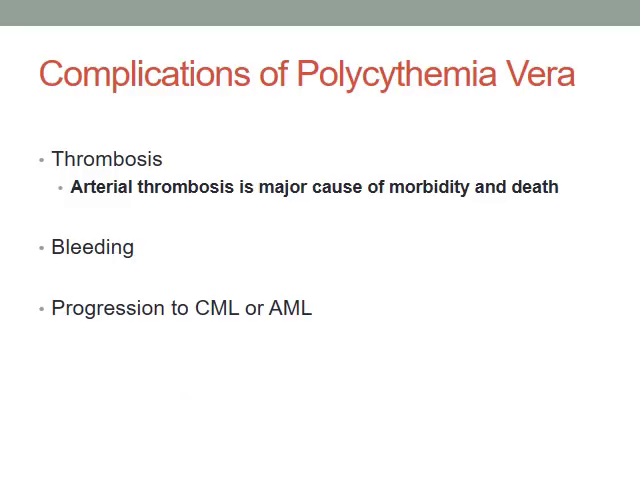Complications of polycythemia vera include thrombosis and bleeding, and eventually the progression to either CML or AML or the marrow fibrosis that we were talking about. The biggest concern with polycythemia vera is the thrombosis, and this is usually arterial thromboses, and they're a major cause of morbidity and mortality in patients with PV. This is mostly due to the increase in the red cells, but also can be further perpetuated by the increase in the platelets.